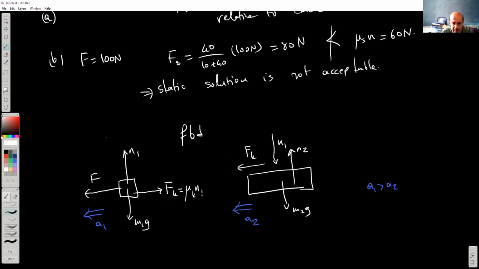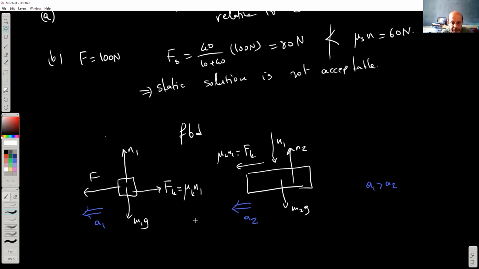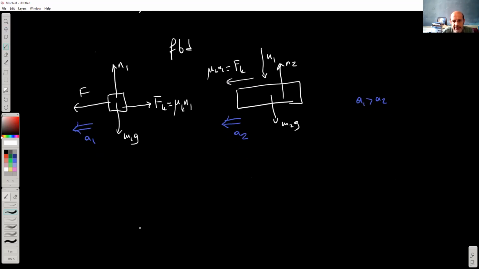Sorry, this is n1. That's also mu k times n1. What else? The accelerations are different. So as a result, we have one more equation in here, and therefore one more unknown. Basically, one of the accelerations in here. So let me write down the equations.